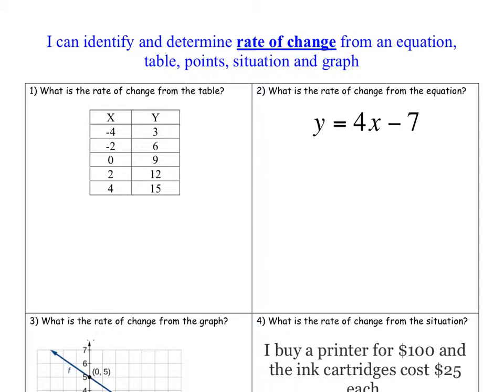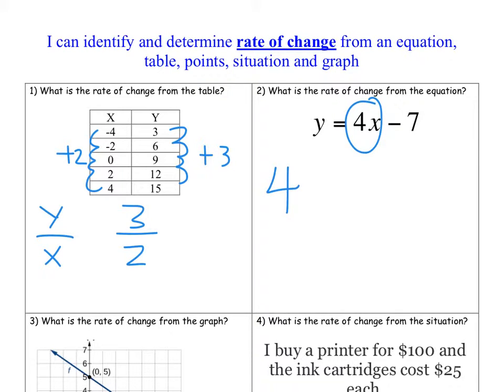Page 2, we're finding the rate of change of the table. I can tell that this one is going up by 3. And this one is going up by 2, so my rate of change is 3 over 2. Remember, your rate of change is y over x. Okay, the rate of change of the equation is right here. We can write 4, or it might even be more accurate to be 4 over 1.